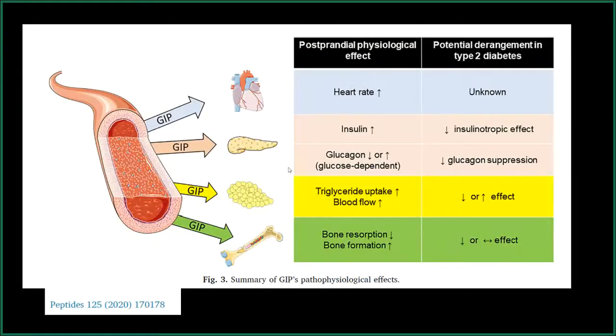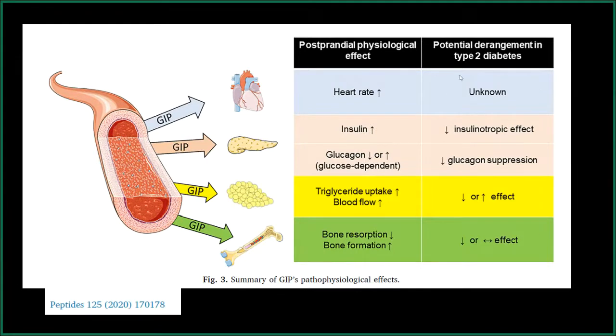So if you look at it from the point of view of what its physiologic effects are, postprandially, what it does is it increases heart rate, it increases insulin secretion. Its effects on glucagon secretion are glucose dependent. So if you don't have much glucose, it is not going to increase insulin secretion. There is an increase in triglyceride uptake and an increase in blood flow. And in bone, it decreases bone resorption and increases bone formation in the postprandial state.